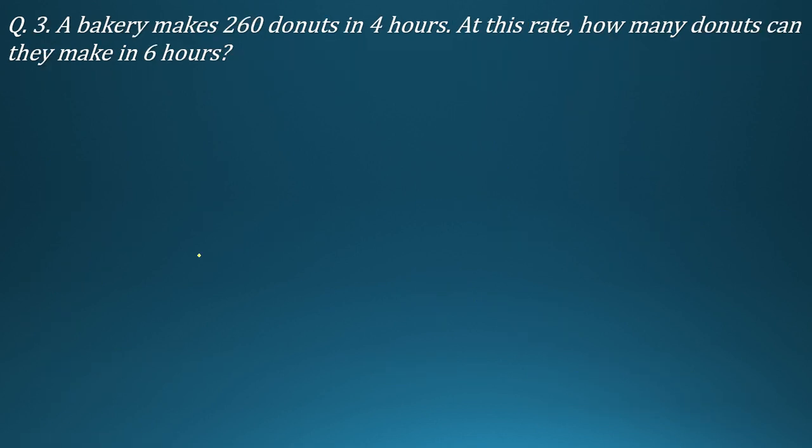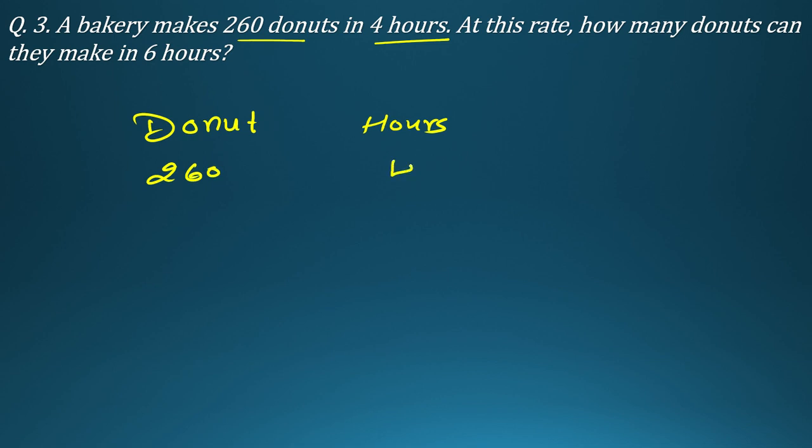Now another question can be: a bakery bakes 260 donuts in 4 hours. At this rate, how many donuts can they make in 6 hours? Okay, let's try to find. It is donuts and it is hours. Now how many donuts? 260. How much time? 4 hours.